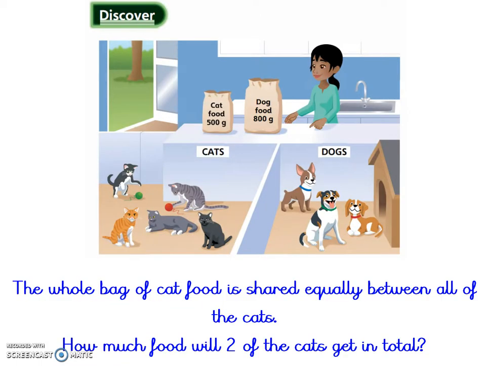For question 1a, we're asked, the whole bag of cat food is shared equally amongst all the cats. So how much food will 2 of the cats get in total? And in order to answer this question, we've got to firstly think about what is the whole amount that I'm dealing with here. Is it the cats or is it the cat food? And then what am I sharing it amongst?